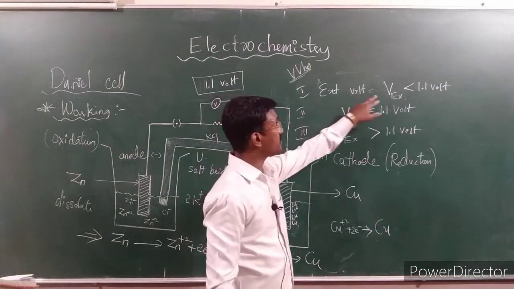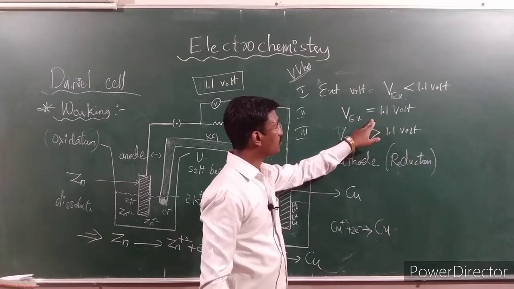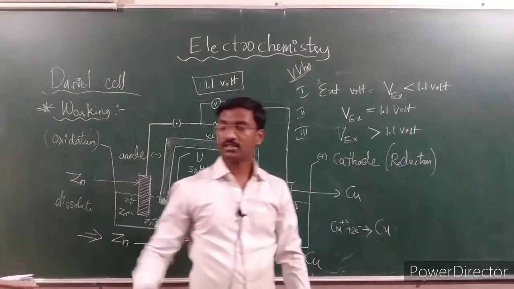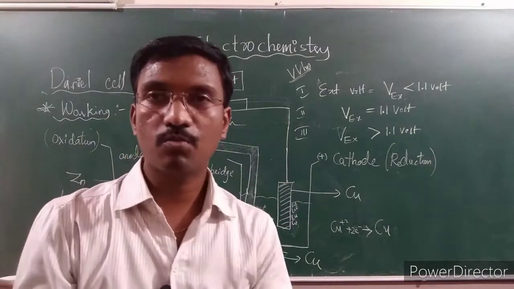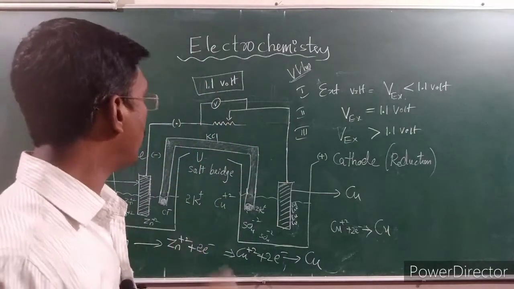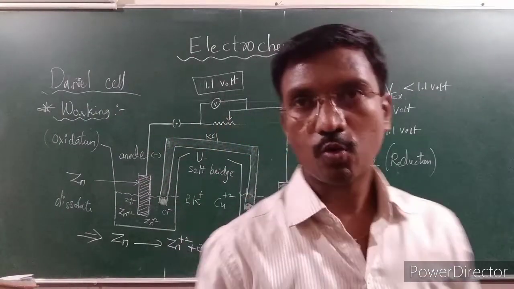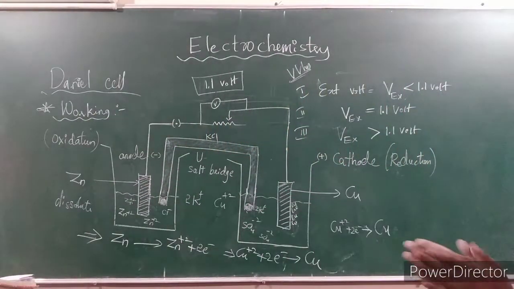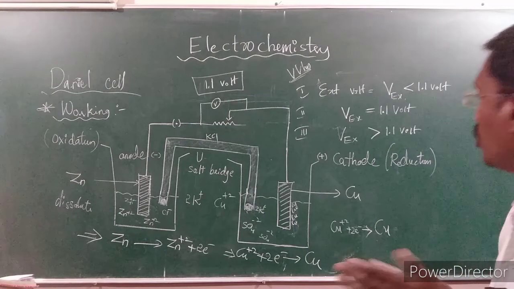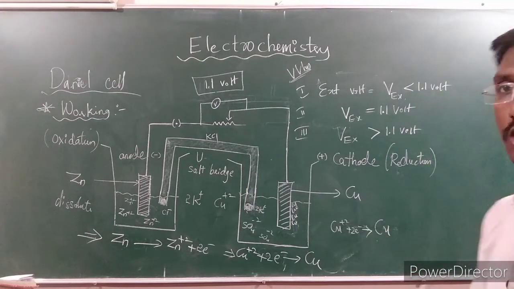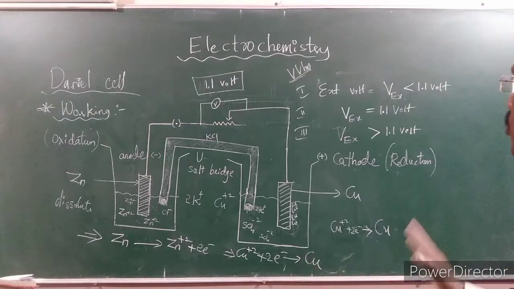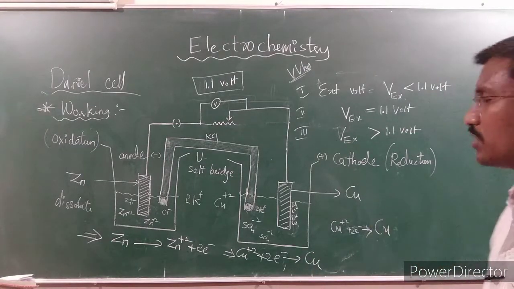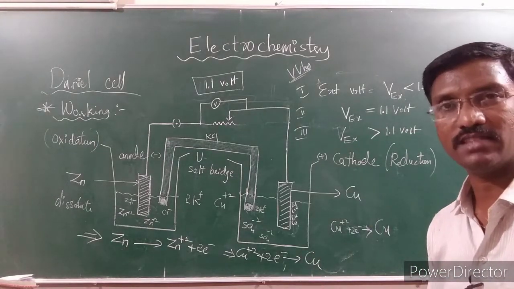Remember the conditions: external voltage less than 1.1, exactly equal to 1.1, and greater than 1.1. It is most important, and you will get questions based on this. This is the working condition. Do practice this, and watch this video again if you feel it was fast or confusing. It is most important, and I will give you questions on how they will ask it as an assignment.